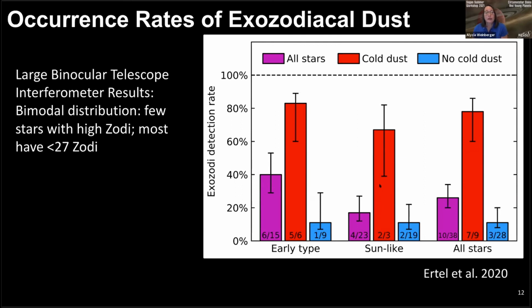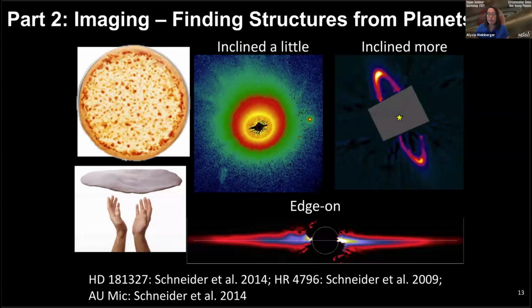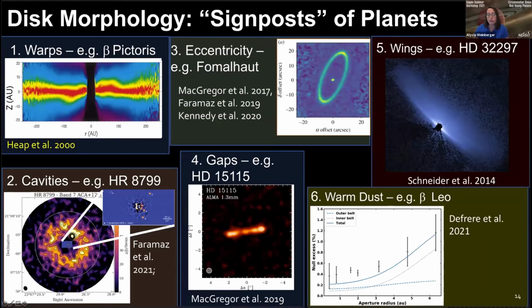Okay. Thank you. So you can also do this for exozodiacal dust, and the statistics aren't that different, but most commonly you find exozodiacal dust where you also have cold dust. So now the main part of the talk that I have online is about imaging the structures from planets, and you can go and look at it, but I just wanted to point out that we image all of those different structures that Mark talked about. So warps, cavities, eccentricity, gaps, wings, warm dust that might be signposts of planets. And you can look at the online version to learn more about this.